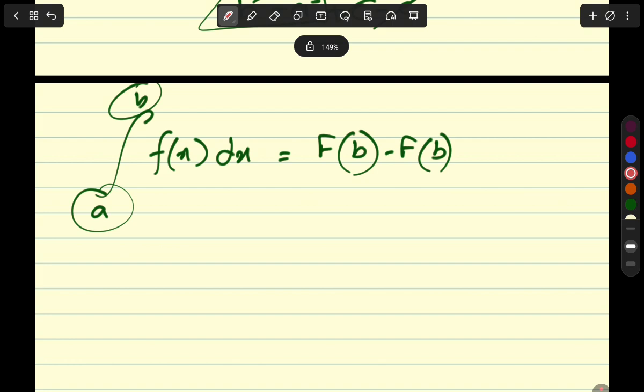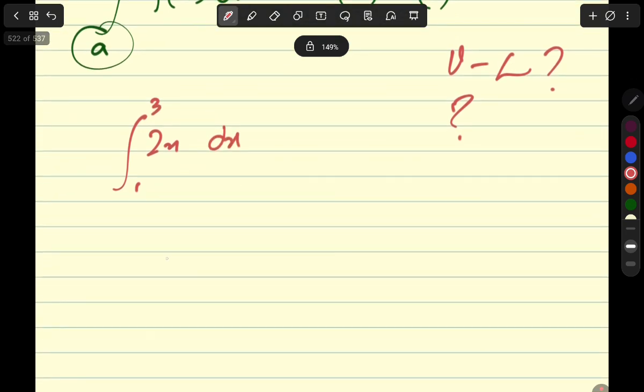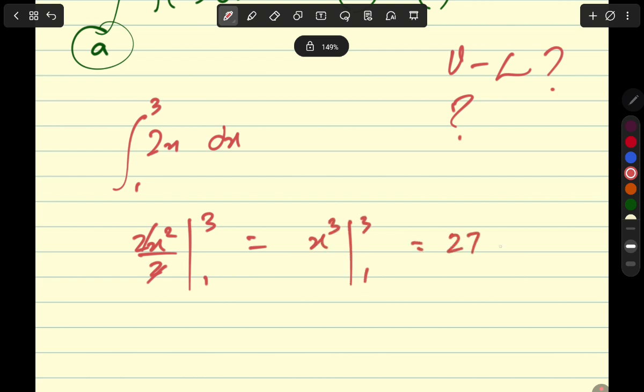Now, usually students memorize upper minus lower. There is nothing wrong with that, right? But almost nobody asks why we do upper minus lower, right? Let's prove it. Suppose you have to integrate 2x between 1 and 3 with respect to x. So the answer is going to become x squared over 2 times 2, and the limits are from 1 to 3. So this becomes x squared from 1 to 3. So this becomes 3 cube is 27 and 1 cube is 1. So the answer is going to be 26, right?